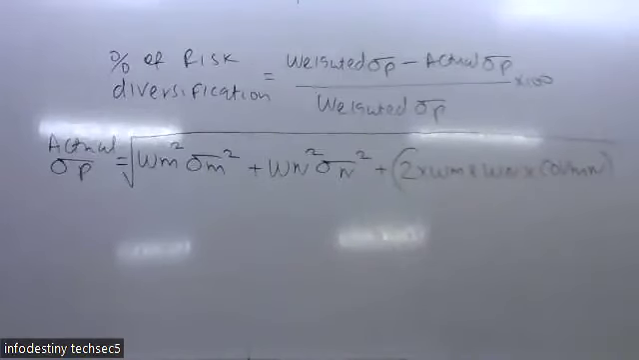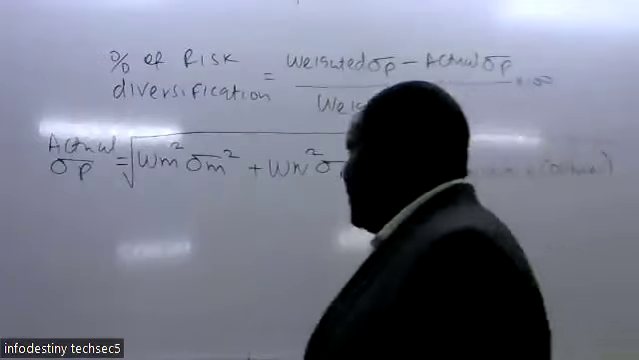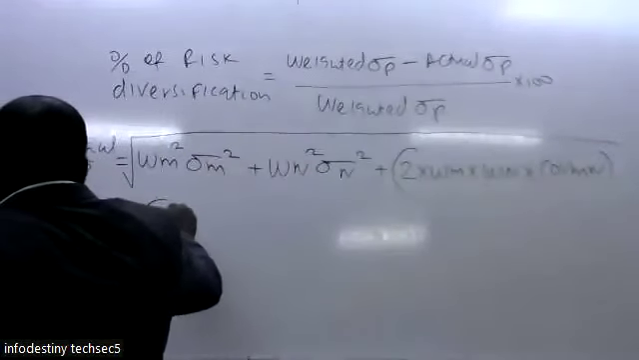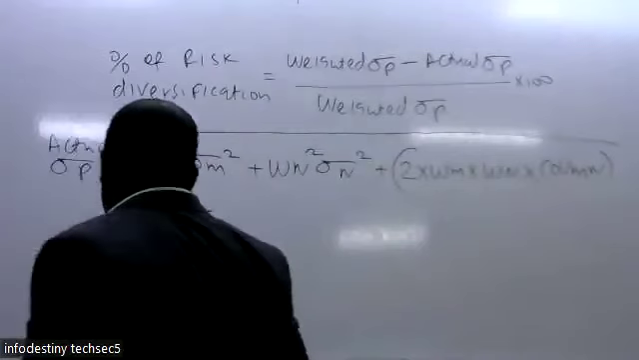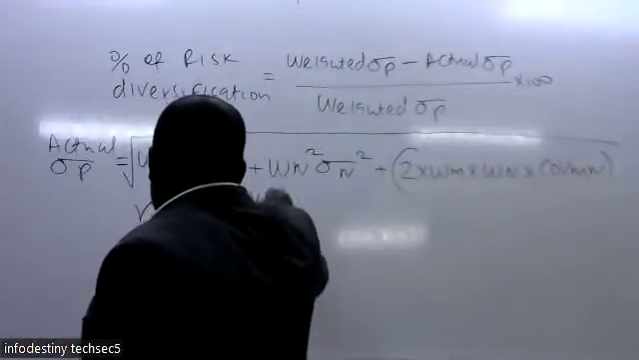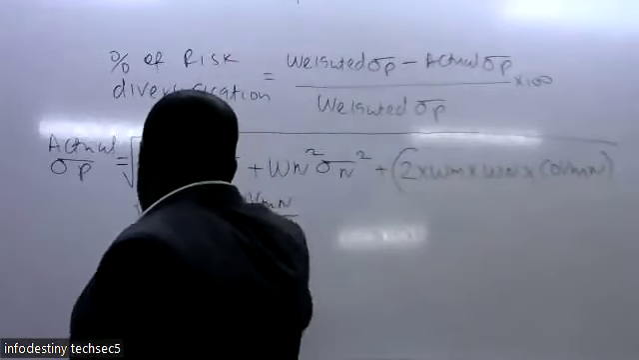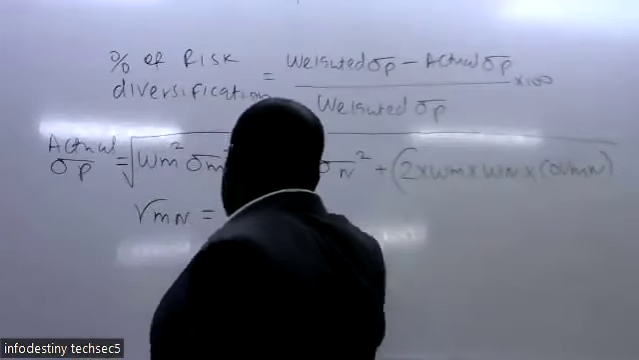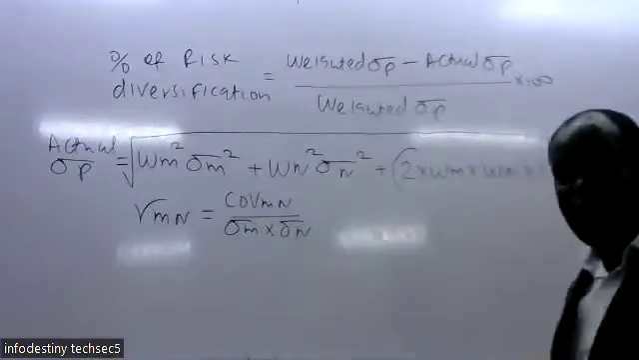Then that covariance was not given. We need to calculate the covariance. So to compute the covariance, remember the correlation coefficient. The correlation coefficient between M and N is given by the covariance between M and N divided by the standard deviation for M multiplied by the standard deviation for N.